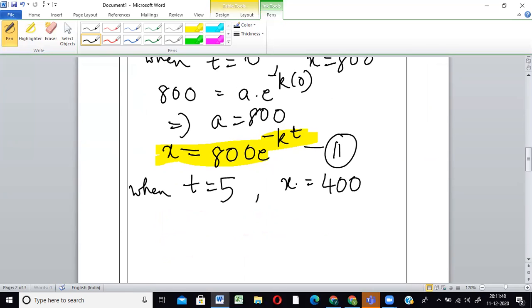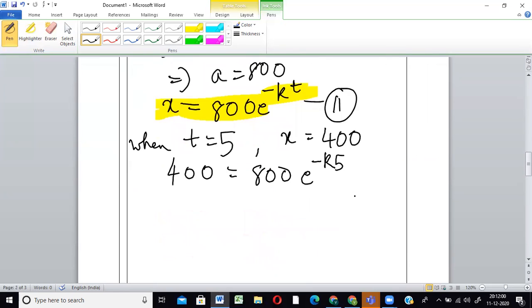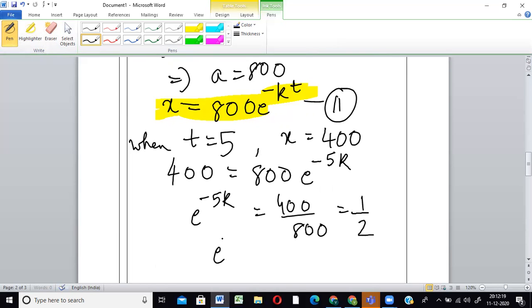So we will substitute this value of x over here. x is nothing but 400, which is equal to 800 e raised to minus k into t, in place of t, 5. So this is nothing but e raised to minus 5k. We always have a habit of writing the numbers first, that is how it looks nice. So instead of writing k5, I will write it as 5k. We want the value of e raised to minus 5k. This becomes 400 by 800. I'll push 800 that side. So this is nothing but half. So e raised to minus 5k value is half.